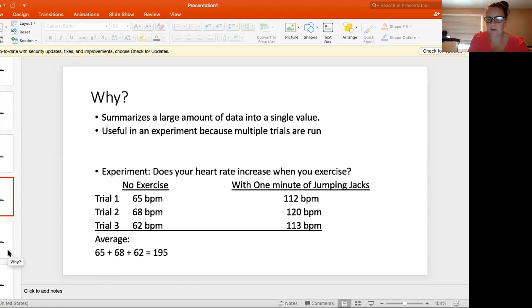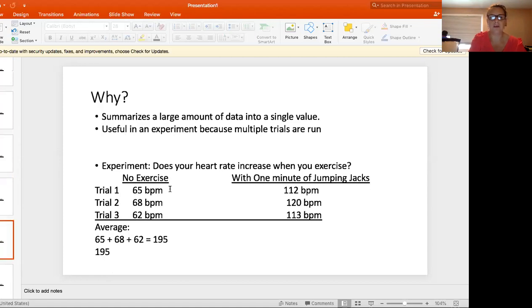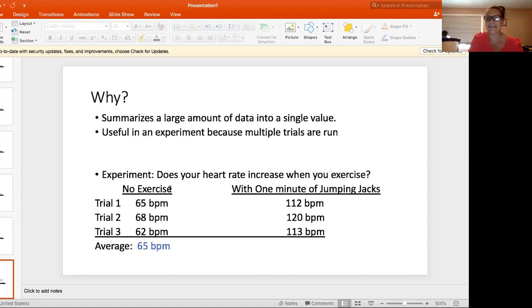Then to get the average, you're going to take that total, so 195, and divide by how many numbers you added. In this case, we added 3 numbers because we had 3 trials, 65, 68, and 62. So you would take 195 and divide it by 3. And when you put that into your calculator, you'll end up with your average. So in this case, the average is going to be 65 beats per minute for no exercise.